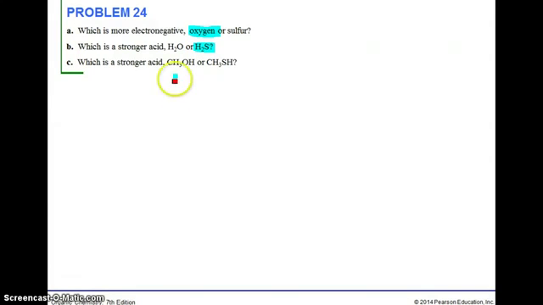So which is the stronger acid, methanol or methanethiol? For the same reasons as B, it's methanethiol. Even though oxygen is more electronegative, sulfur is the larger ion and therefore has more stability.